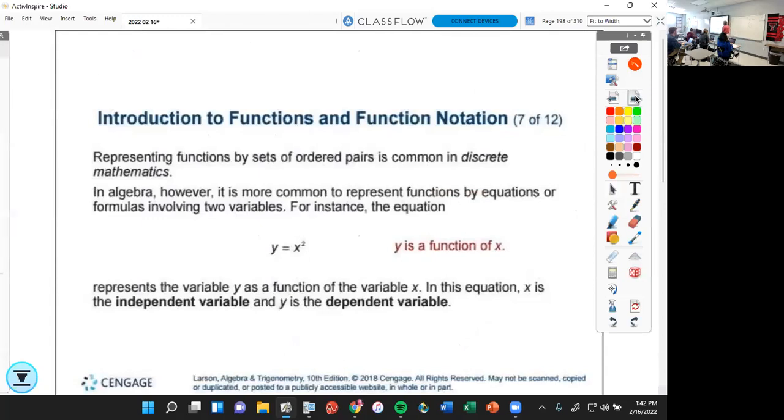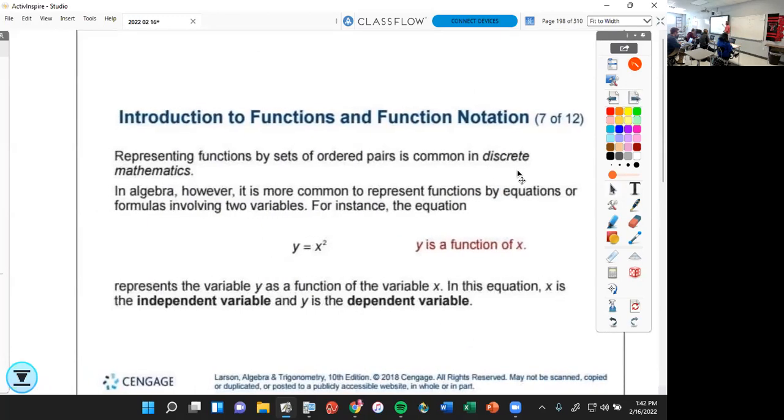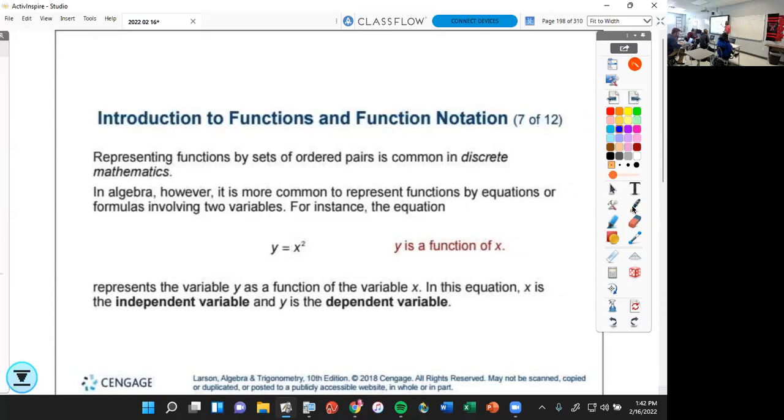Representing functions by sets of ordered pairs is common in discrete mathematics. I want to talk about this word discrete for just a moment. If I was going to draw a graph, here's a graph right here. Is this graph a function? Yes. Is this graph a function? Yes, it passes the vertical line test, right? All of a sudden it jumps. So they're both functions.